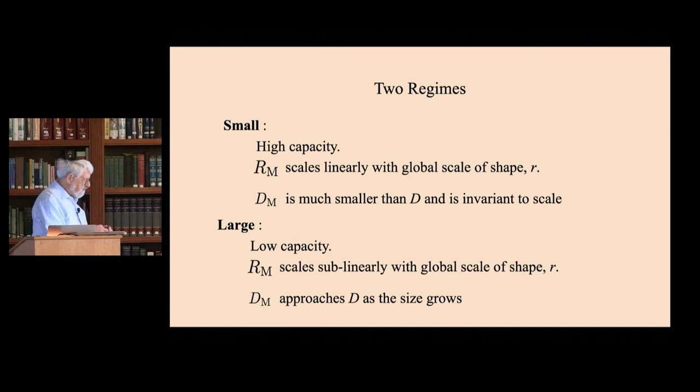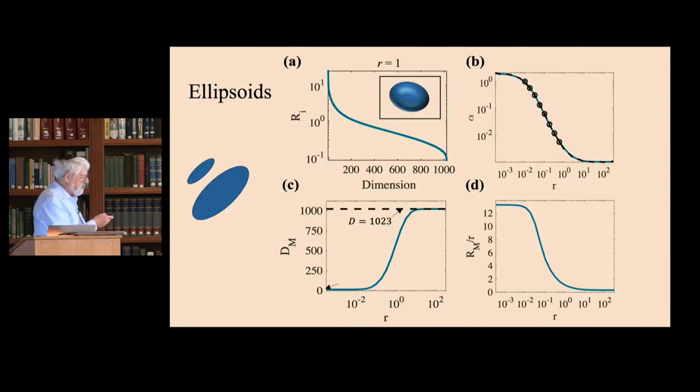So basically the outcome of the theory is that you have a high capacity regime where R and D are sufficiently small, and a low capacity regime when they are large, as I said before. And here is just an example of that. You take ellipsoids in high dimension. They have the spectra of radii shown here. So the actual dimensionality, in this case, will be full rank. N is 1,000, and the naive dimensionality of the ellipsoids is also 1,000.